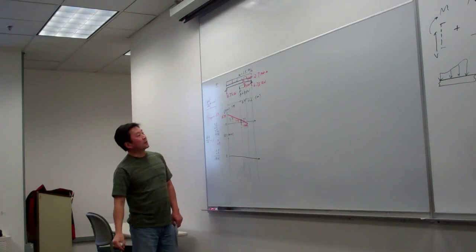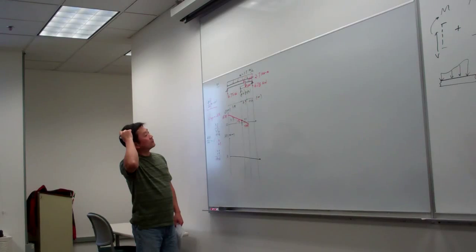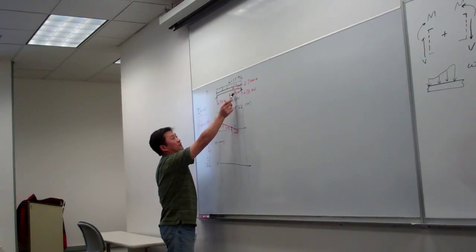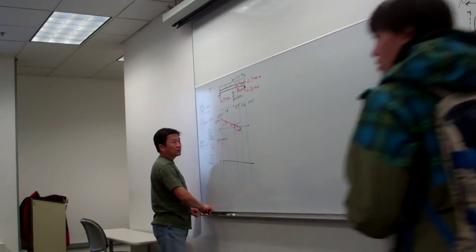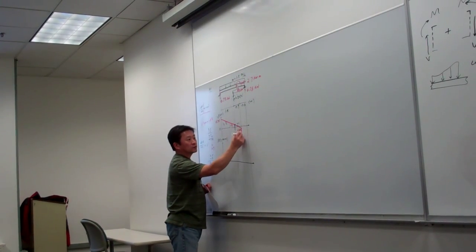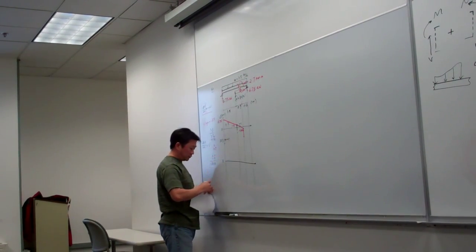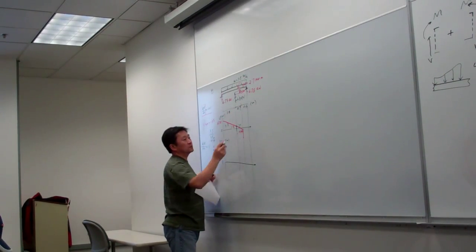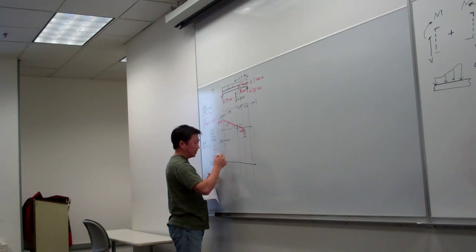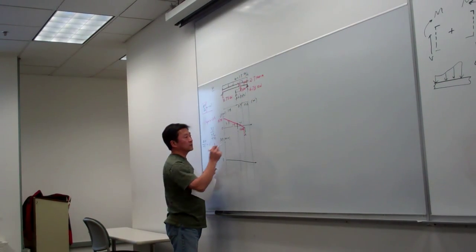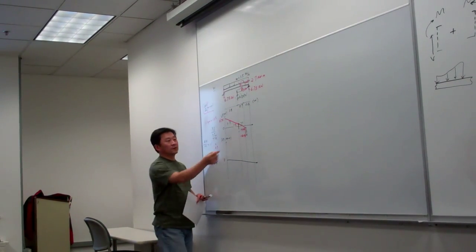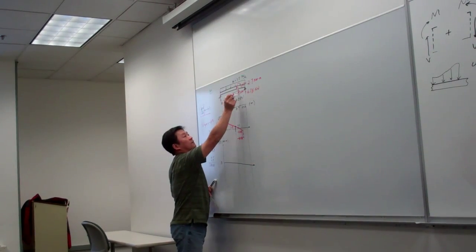Okay, and now we come to this point, and at this point we have a 3 kilonewton point load downward. That will contribute a discontinuity that is downward. By how much? By 3. So the distance from here to here will be 3. That means coming to this point is minus 4.65. This 3 is because of this force here.